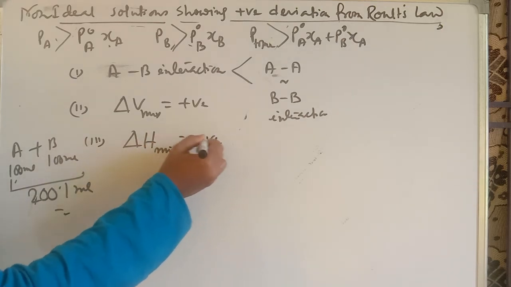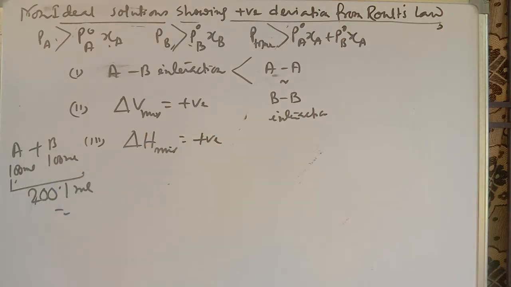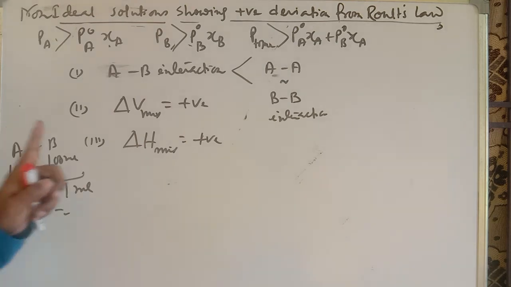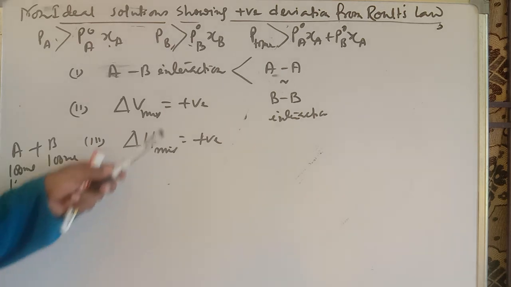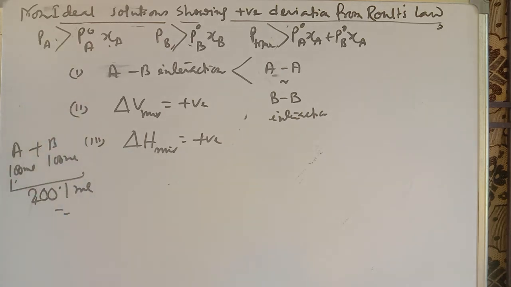Number 3, del H mix is positive. Enthalpy of mixing should be positive. That is, the process should be endothermic. Heat should be absorbed here. So these conditions are followed by non-ideal solutions showing positive deviation.